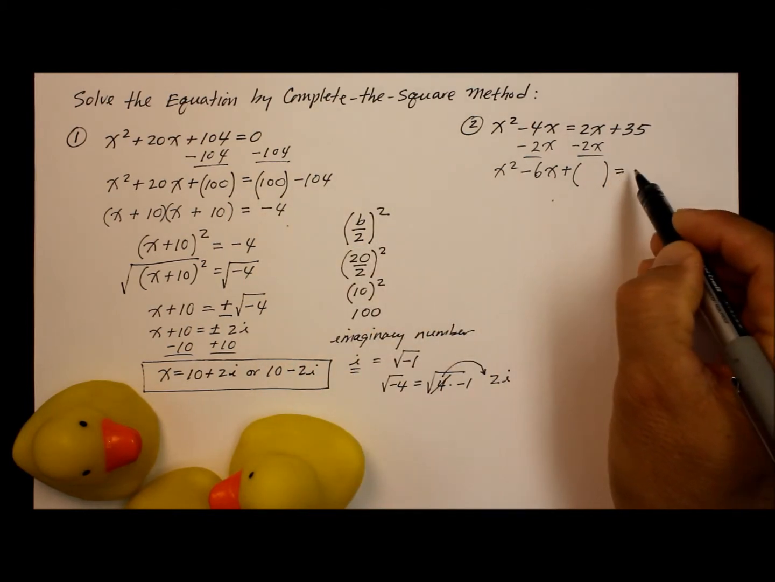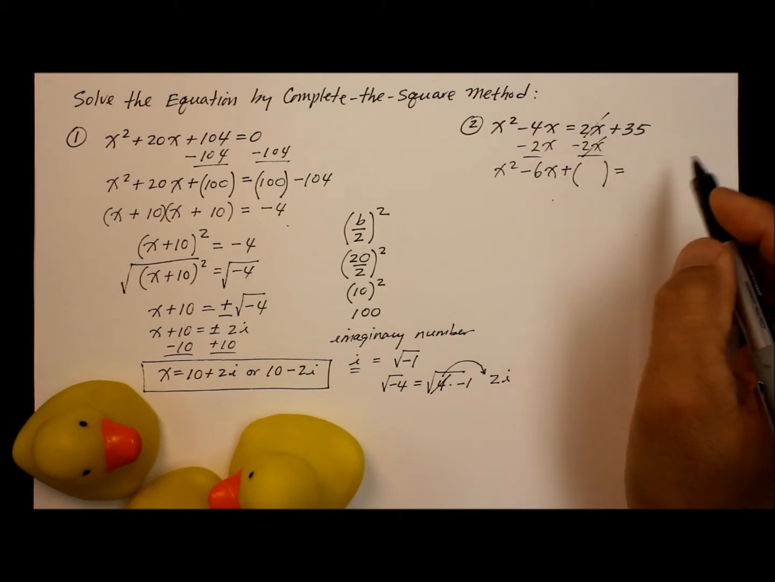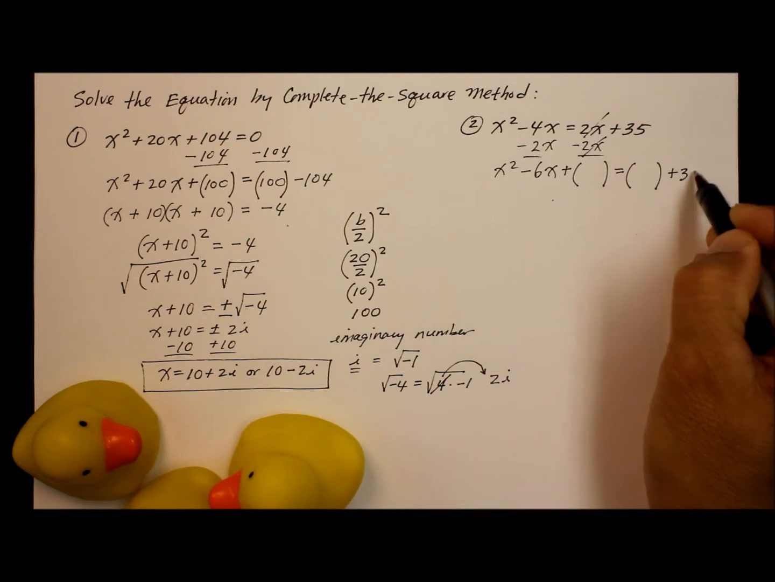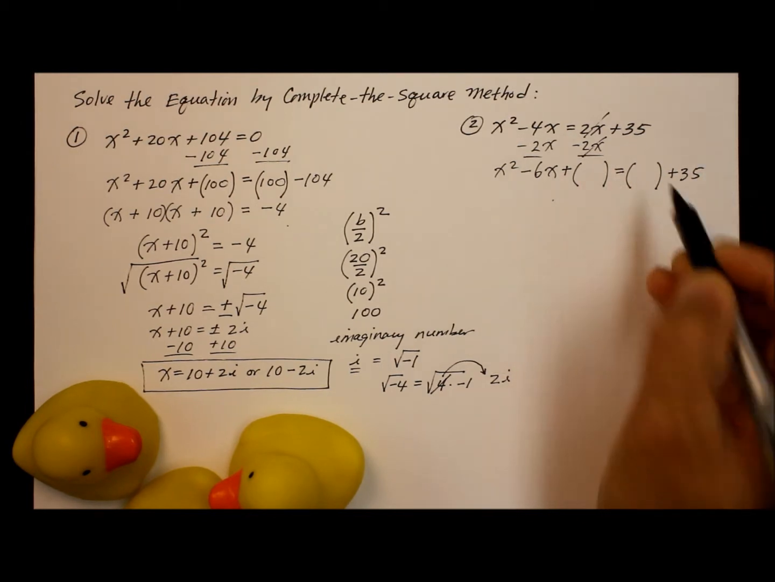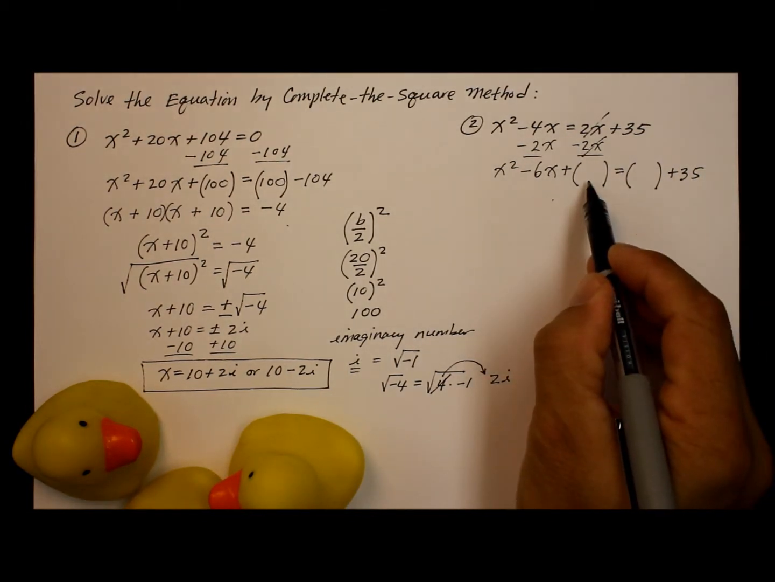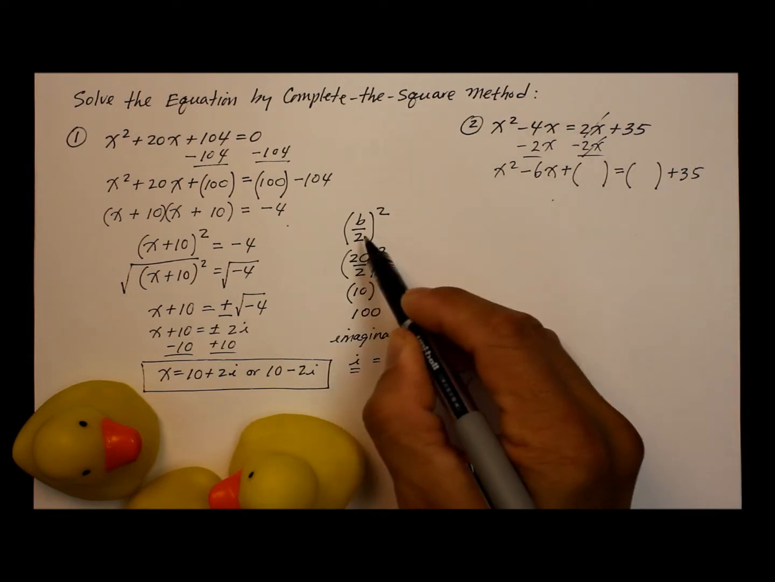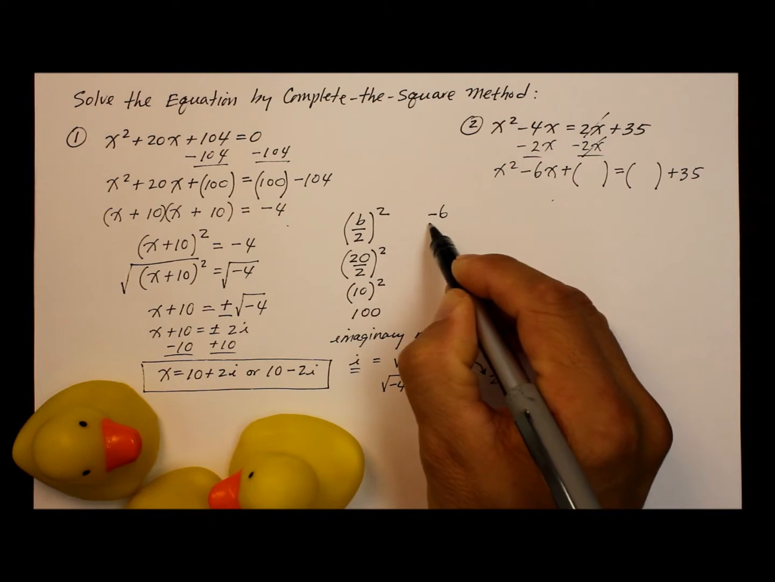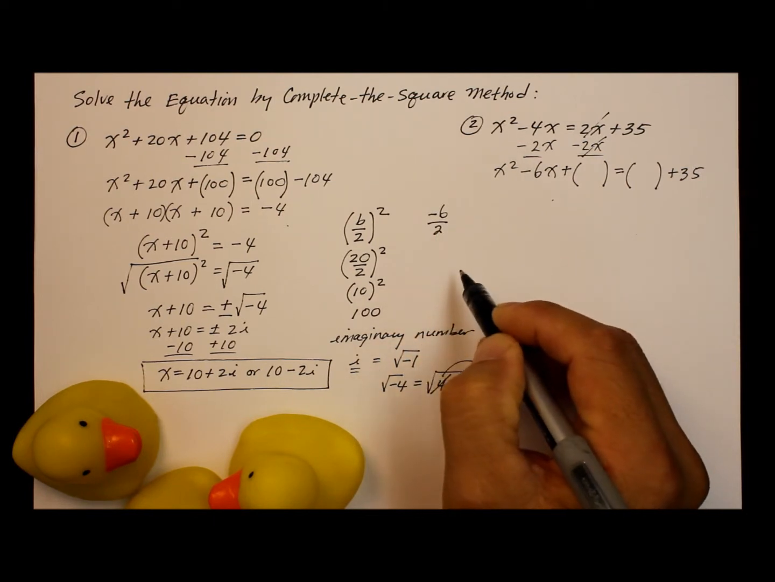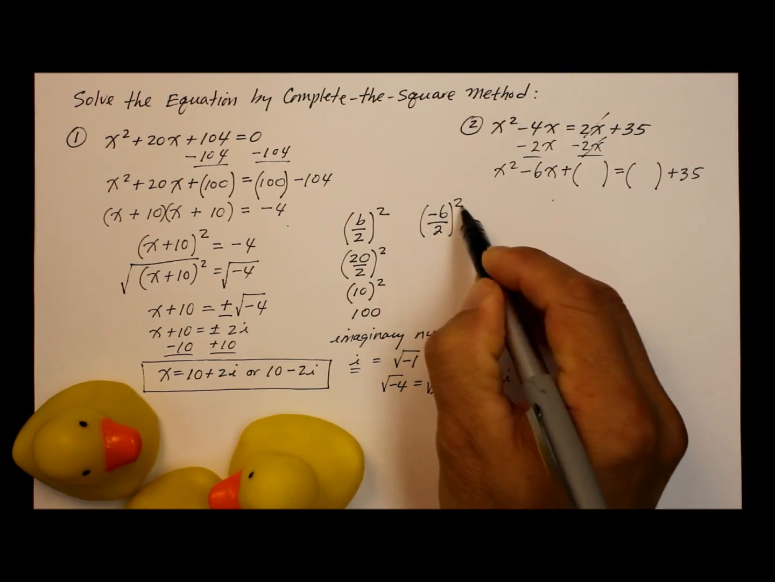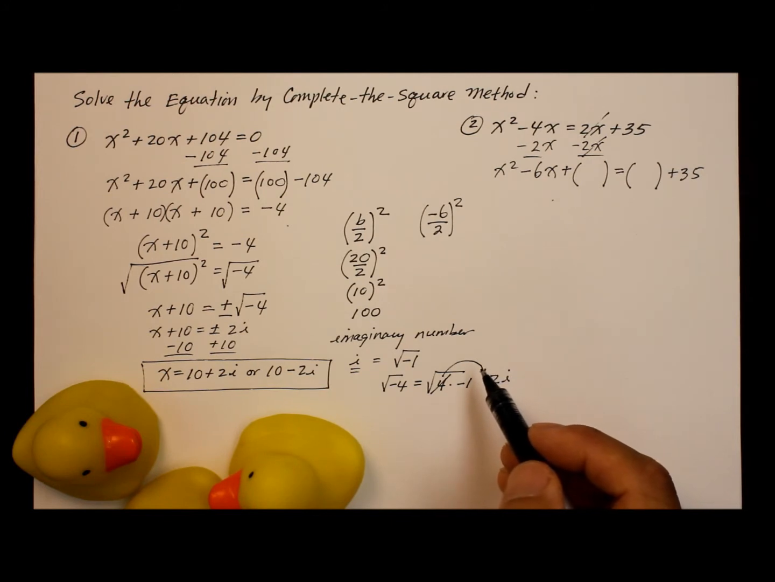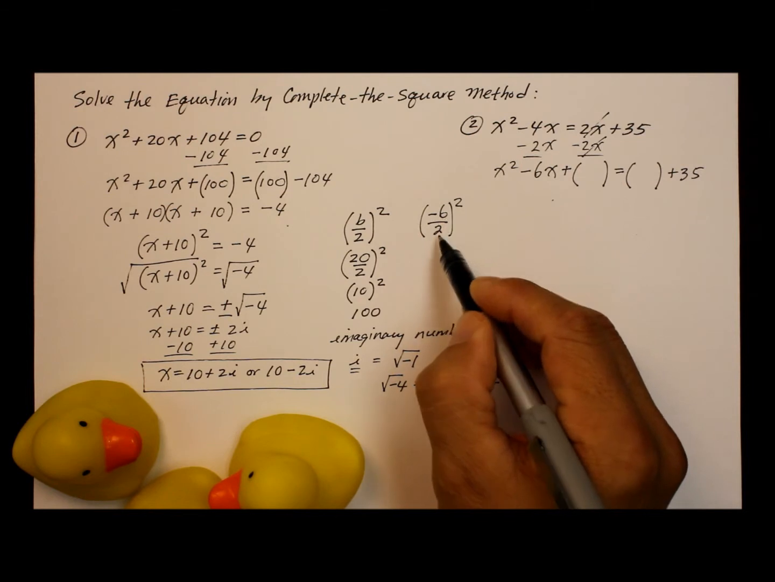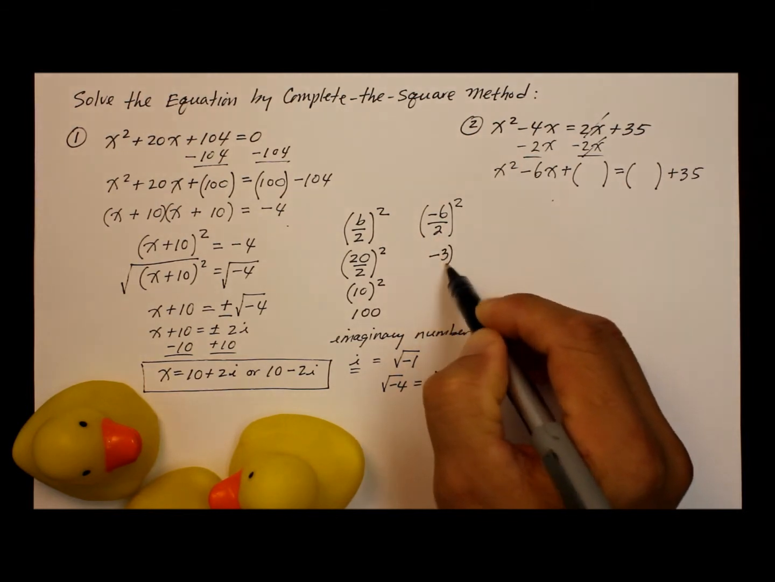And that equals, well, that's gone. On the right side of the equation, leave it blank. Plus 35. Because whatever we do here, we're going to do it on that side as well. So what goes in here? Well, we're going to take the b, just like before. Take the b, which is negative 6, and we're going to take half of that, divided by 2. And whatever you get, you're going to square. This is called complete the square. We're going to force it. And negative 6 divided by 2 is negative 3.